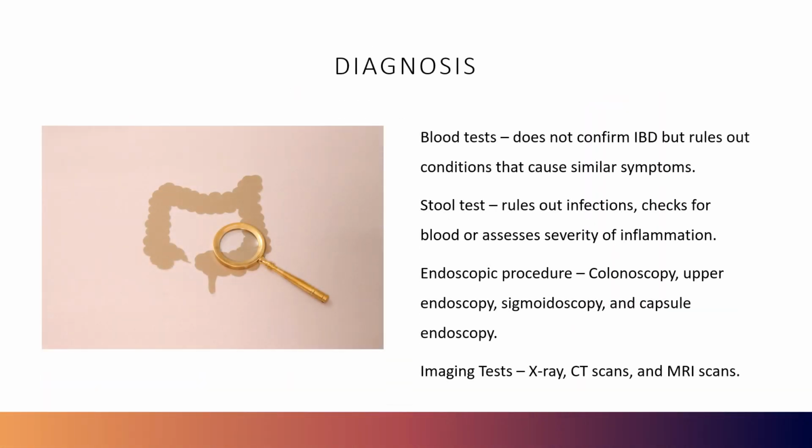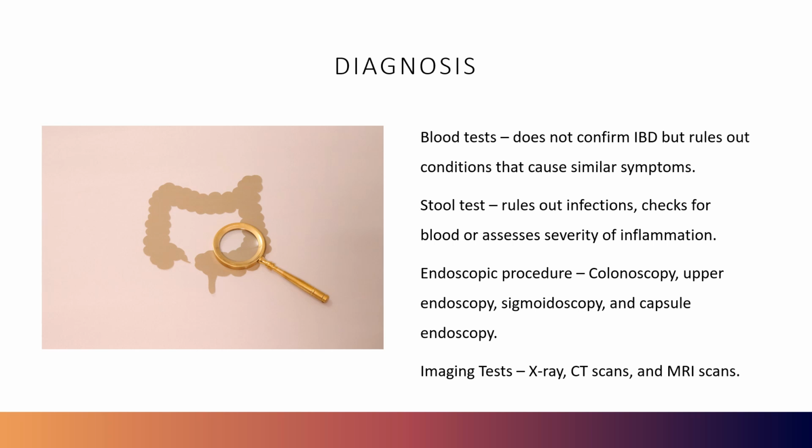There are a few tests that can be done to determine if a patient has IBD. First, a blood test will be done. This does not confirm IBD, but it will rule out conditions that cause other similar symptoms. A stool test could be done to rule out infections, check for blood, and assess the severity of the inflammation of the gut. Endoscopic procedures are performed to provide a detailed view of the GI tract.